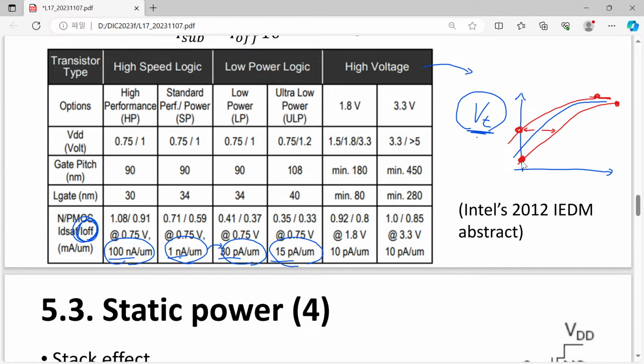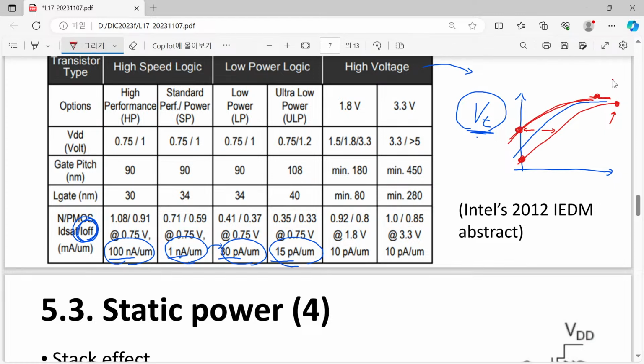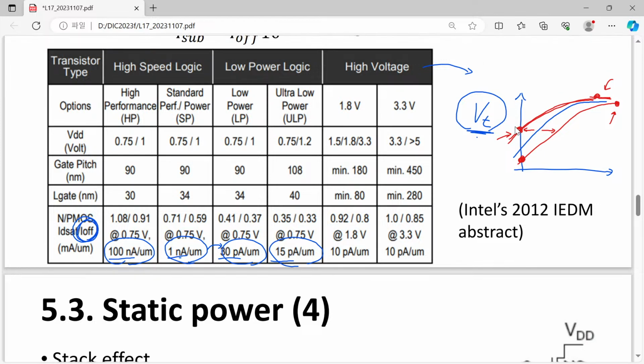Your off current performance is excellent. However, unfortunately, your device suffers from relatively low performance. On the other hand, this device is really good for high performance computing. However, it spends a lot of static power consumption. So you must select the right transistor for the right place. Okay, now this is the way we do it.